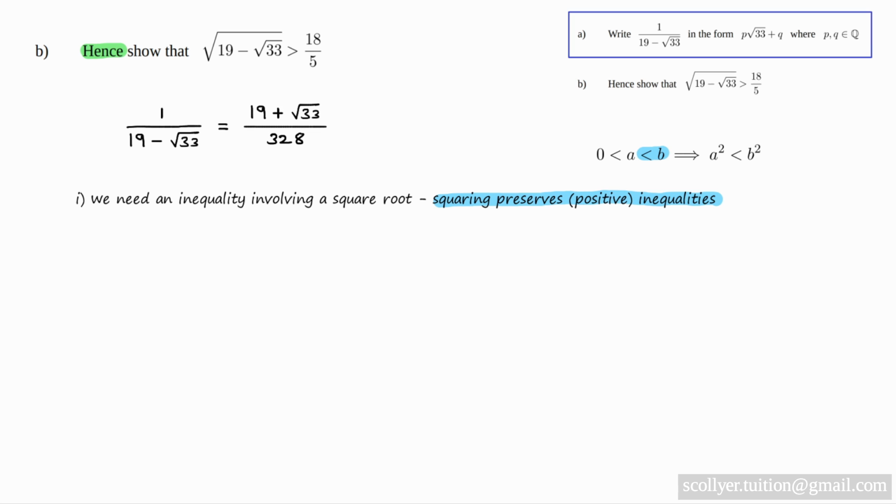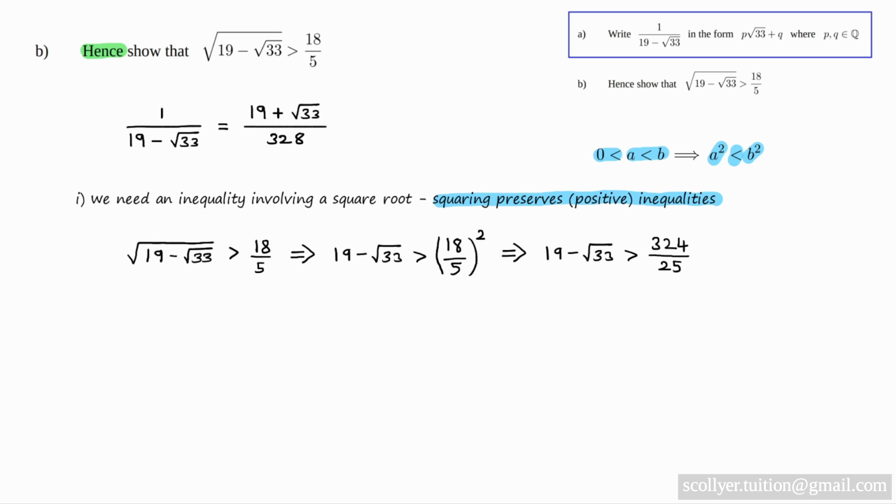So if b is greater than a and both b and a are greater than 0, then b squared is greater than a squared. The key point being that the direction of the inequality hasn't changed. So if we take the inequality in question and we square both sides, we see that if root 19 minus root 33 is greater than 18 over 5, then 19 minus root 33 is greater than 324 over 25.